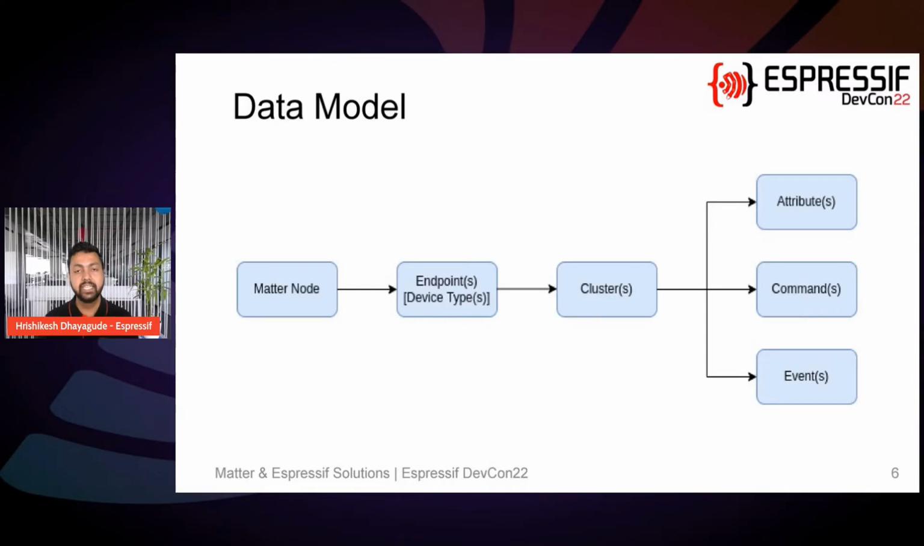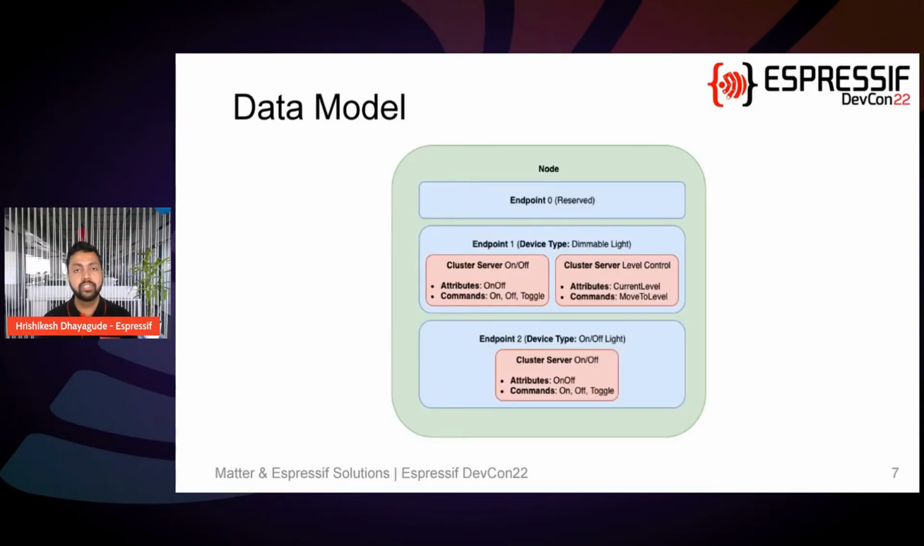Attributes are entities that can be read or written to. Attributes are volatile or non-volatile. Attributes can be read only or read and write. Commands. Commands invoke a specific behavior on the cluster. Commands can be like read, write, subscribe, invoke. Events. Events indicate a change or an update in the system. Now let us take an example so that the data model is clearer.